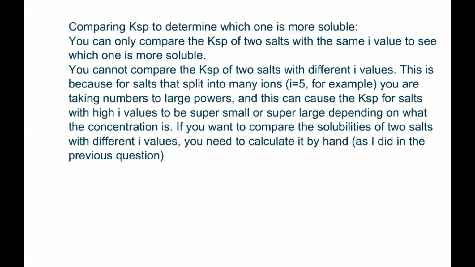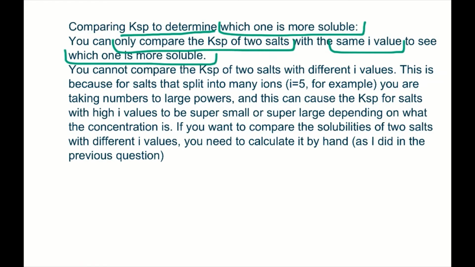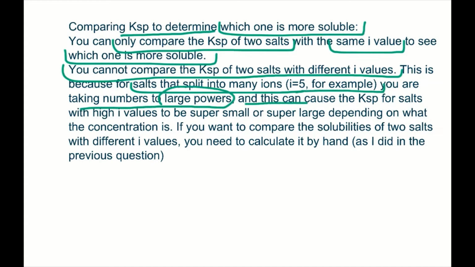So what happens if we compare Ksp to figure out which salt is more soluble? The thing is, you can only compare the Ksp of 2 salts with the same i value to see which one is more soluble. Meanwhile, you cannot compare the Ksp of 2 salts with different i values. This is because for salts that split into many ions, for example i equals 5, you are taking numbers to larger powers, and this can cause the Ksp for salts with high i values to be super small or super large depending on what the concentration is.